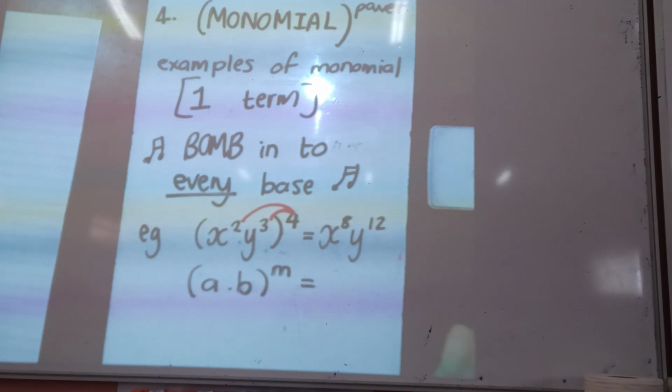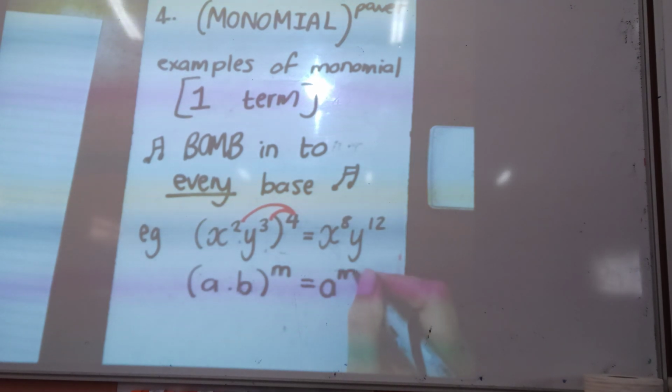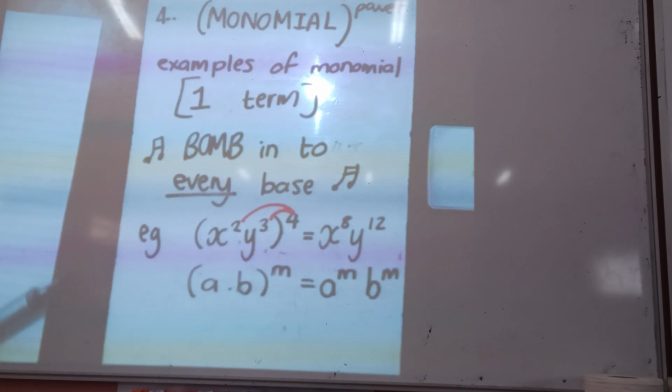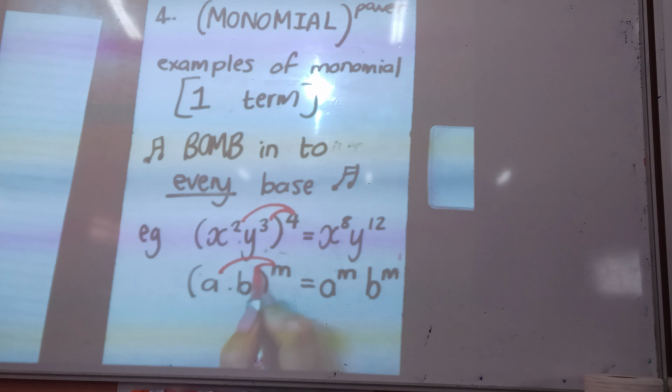What would your answer be? A to the power of M, times B to the power of M. Good. You don't have to even put the multiplication in. But this is a monomial, so it must go to every base. Do you see the bases?